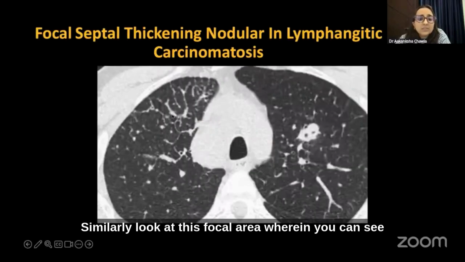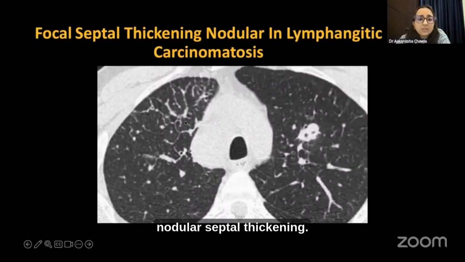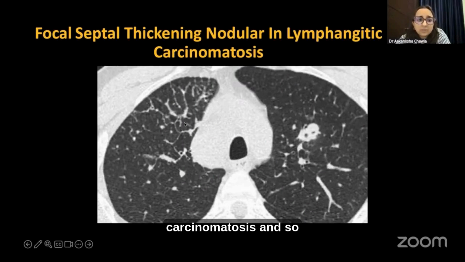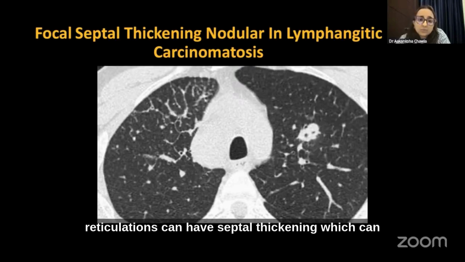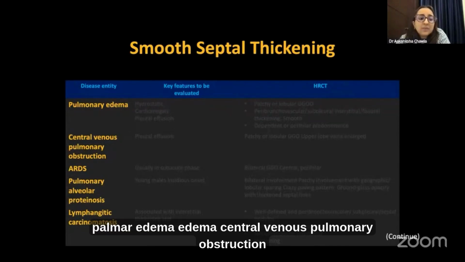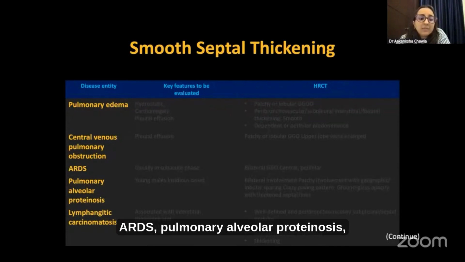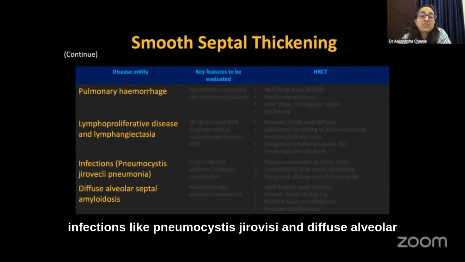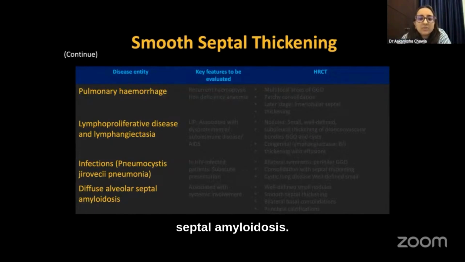Similarly, look at this focal area wherein you can see nodular septal thickening. So, this was a case of lymphangitic carcinomatosis. And so, reticulations can have septal thickening, which can be smooth or nodular. And the causes of smooth are pulmonary edema, central venous pulmonary obstruction, ARDS, pulmonary alveolar proteinosis, lymphangitic carcinomatosis, pulmonary hemorrhage, lymphoproliferative disorders, infections like pneumocystis jirovecii, and diffuse alveolar septal amyloidosis.